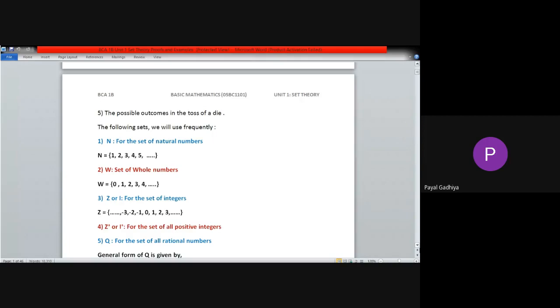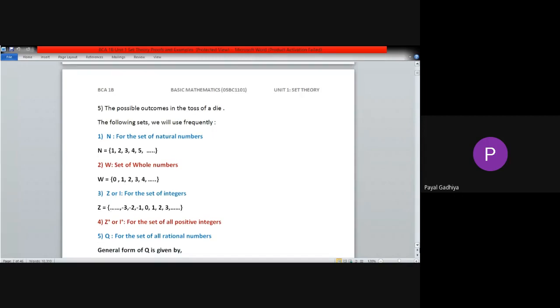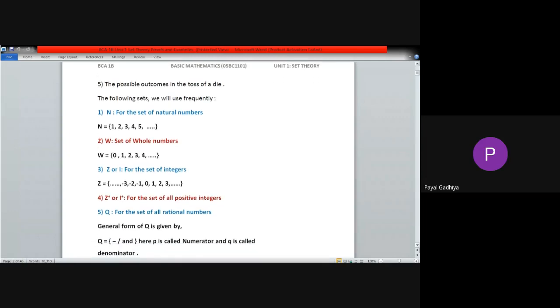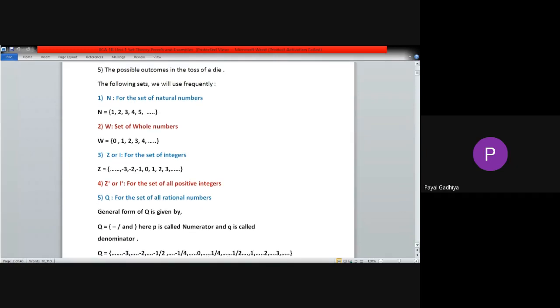Then the next is Q. Q means the set of rational numbers. Whatever sets we have defined, like N, Z, W, do not contain numbers of decimal type like 1.2, 1.3, 1.8, 2.5. These numbers are not in N, W, Z. So Q will contain these numbers also. The general form of Q is p by q, where p is called the numerator and q is the denominator. P and q are integers, from the set of integers Z.